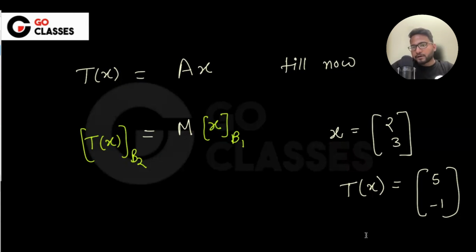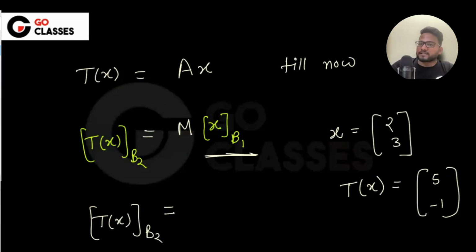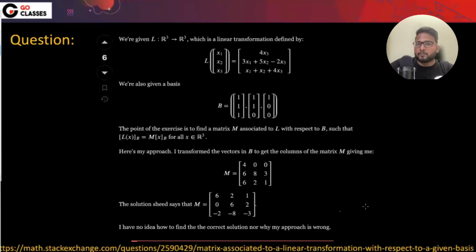And then this is T of X. Then you need to calculate the coordinates of T of X with respect to B2. And once you calculate this, you also have to calculate the coordinate of x if it is not given. If it is given, then it is great. But if it is not given, then you have to calculate the coordinate of x with respect to b1 also, and you put it here, and then you calculate all of this. So what do I mean? Let's just do one example, and probably it will be more clear.